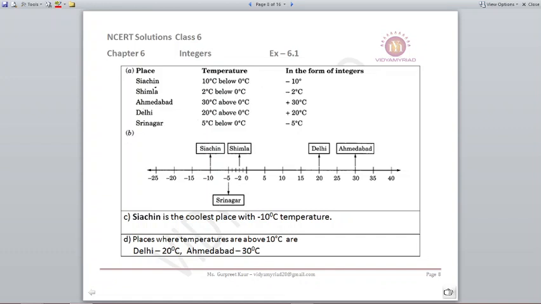Now which is the coolest place over here? Coolest will be on the negative side. The first one is Siachen, which is minus 10 degrees. It becomes your coolest place. Then we have to mention the places where temperatures are above 20 degrees Celsius. So what are the temperatures? You have Delhi, which is 20 degrees, and you have Ahmedabad, which is 30 degrees.